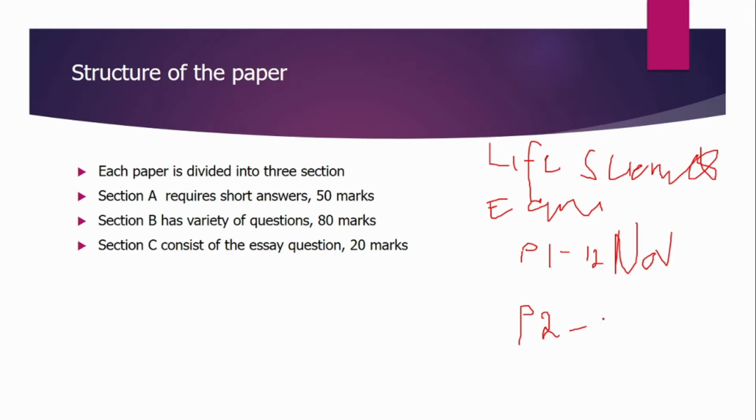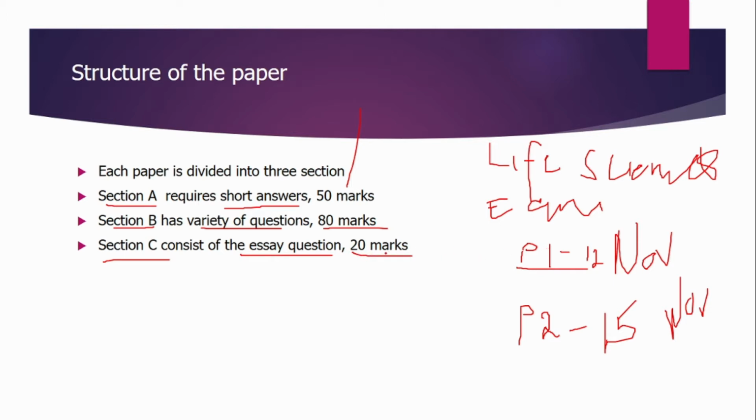Okay, but on each paper there are 3 sections. Section A requires short answers. These are multiple choice questions, giving the biological terms of the statement given. Then section B has a variety of questions. In total, there are 80 marks, and section C is the essay question, which is 20 marks. So in paper 1, you're going to get these sections, and then in paper 2, you're also going to get these sections, but on the topics which relate to that paper.